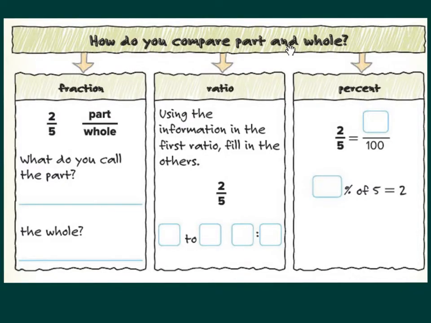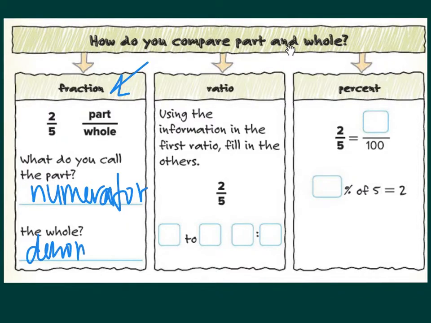If we take a look at this particular slide, this is looking at how you compare part and whole. If you take a look at the fraction part of this, this is looking at 2/5 as part of a whole. What do you call the part? We call the part the numerator. That's the top of your fraction. And what do we call the whole? The whole is the denominator or the bottom. So denominator is the bottom of a fraction.